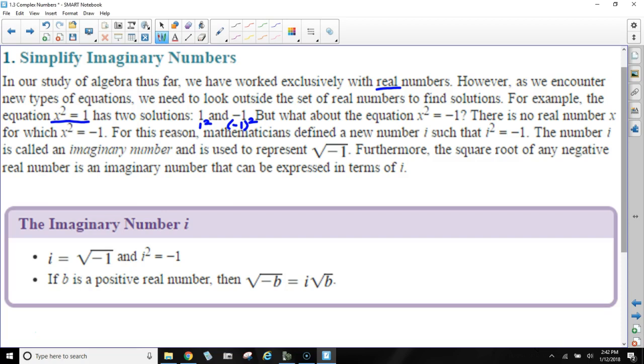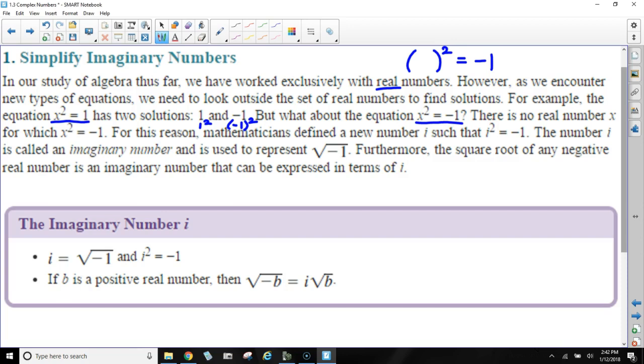Now, what about the equation x squared equals negative 1? Can we find one of our real numbers such that when we square it, we get a negative? That doesn't happen for real numbers. There is no real number x for which x squared equals negative 1. And so for this reason, mathematicians have defined a new number, i, such that when we square it, that gives us negative 1. So the number i is called an imaginary number and is used to represent the square root of negative 1.